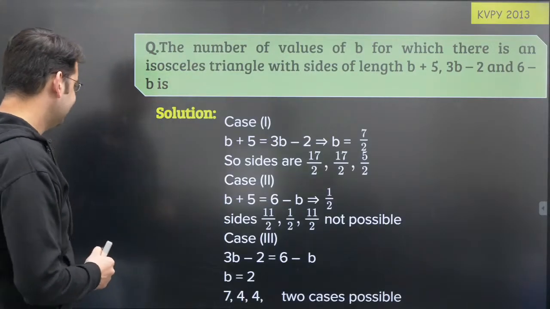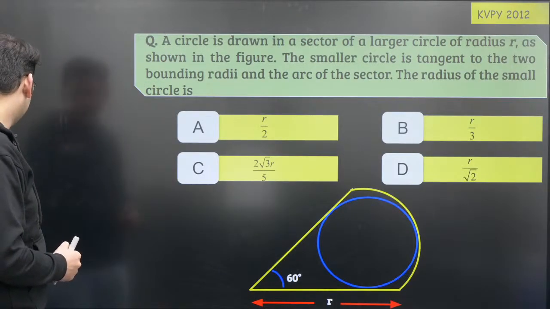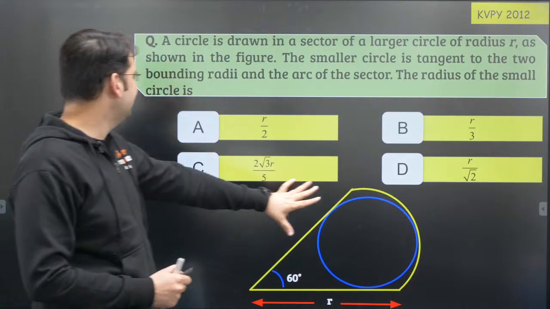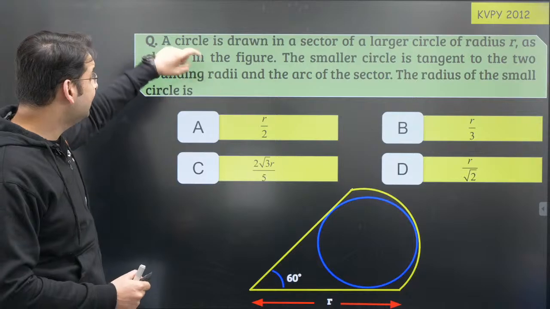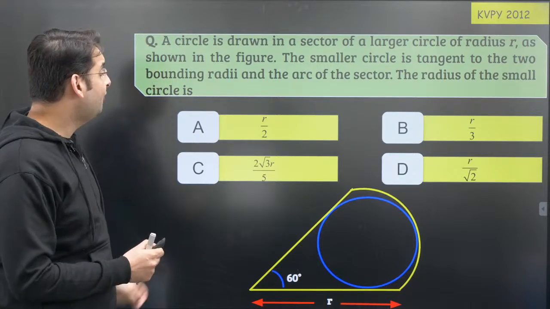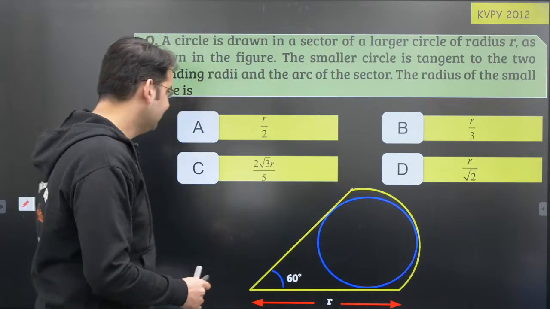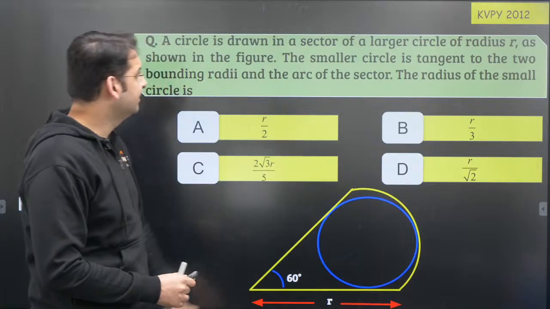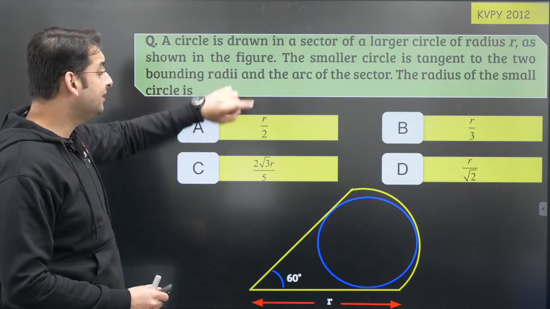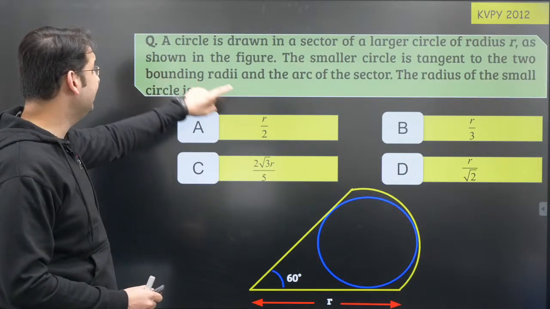ठीक है, चलिए एक और question. डायग्राम तुम्हारे सहूलियत के लिए बना हुआ है. A circle is drawn in a sector of a larger circle of radius r. So इसका radius है r, ठीक है. As shown in the figure, the smaller circle is tangent to the two bounding radii.